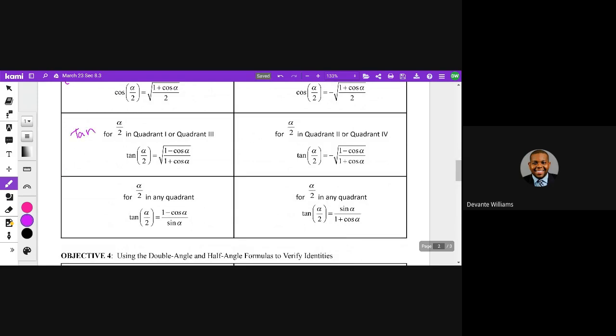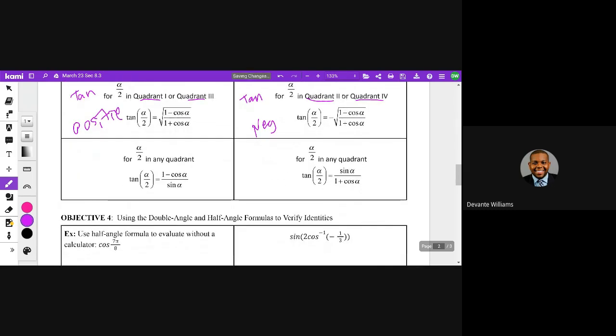In quadrant one and quadrant three, tangent is positive. Write it on your notes. And in quadrant two and quadrant four, tangent is negative. And for these two, it doesn't matter which quadrant they're in, you get the same answer. All right. So we're going to do two problems together. Go and get your notes ready, get your pencil ready. Let's do these two problems here.